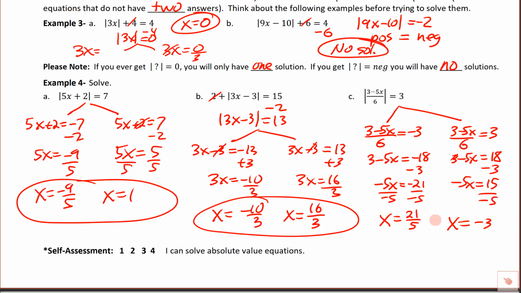Oh, let me go ahead and circle these together. There we go. So those are the two solutions to that particular one right there. This should all be reviewed. You should have seen this before. That's why I went fairly quickly.